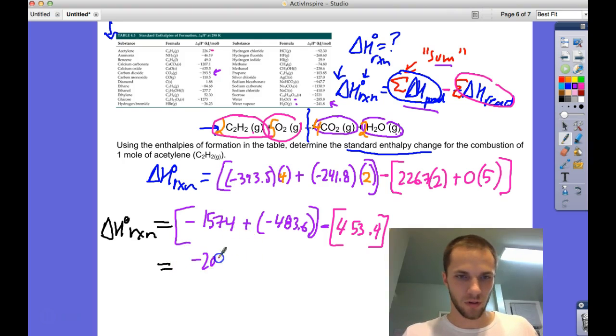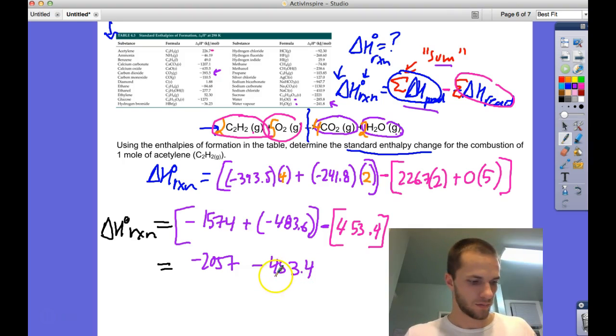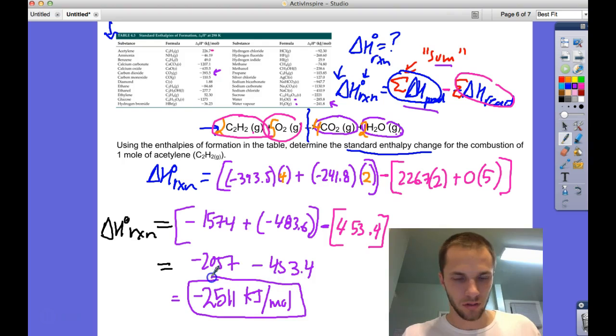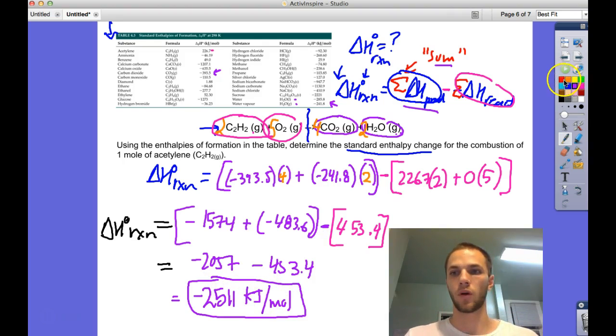And we get negative 2057 minus 453.4. And we get a final answer of negative 2,511 kilojoules per mole in this reaction. So we know that, number one, this is very exothermic because delta H is less than 0. Lots of energy being released: 2,511 kilojoules per mole of these reactants. So if we change the amount, this would change.